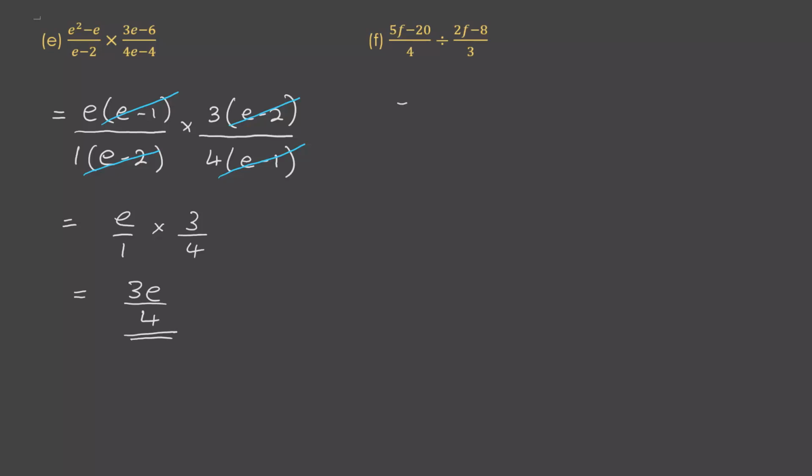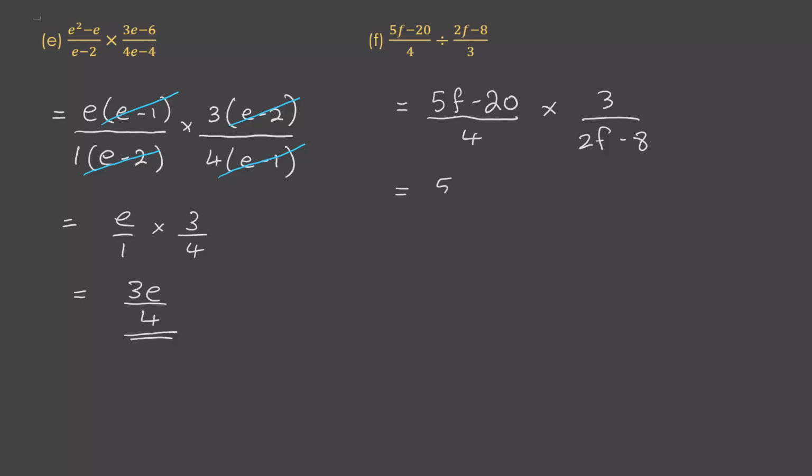Now what I might do here first is the keep flip change. So I've got 5f take away 20 over 4. And then I've got 3 over 2f take 8. And that's a times.